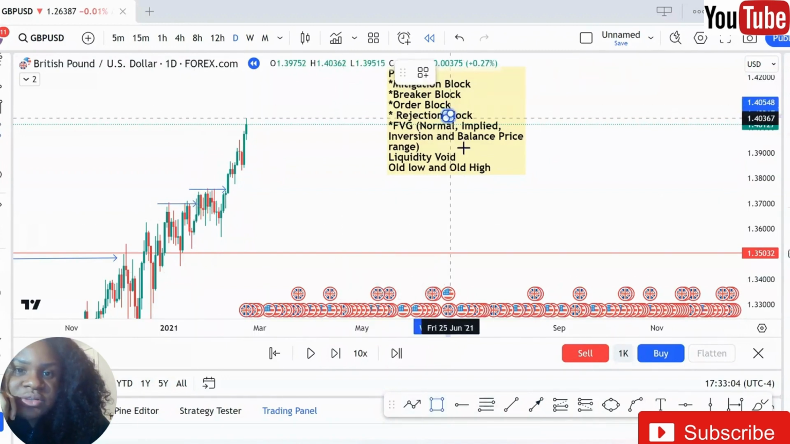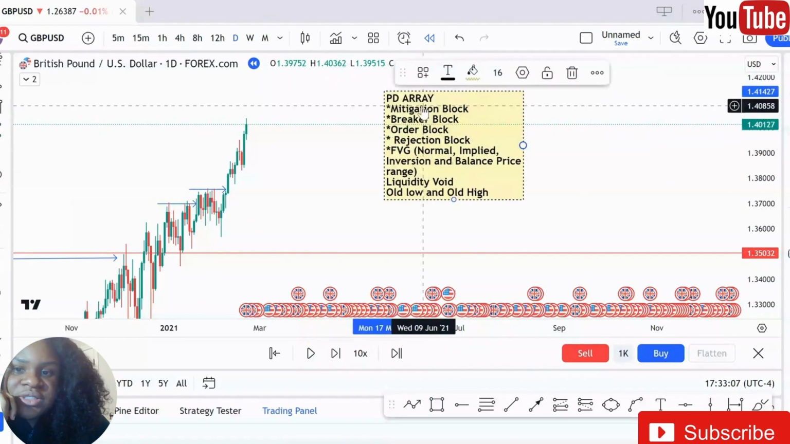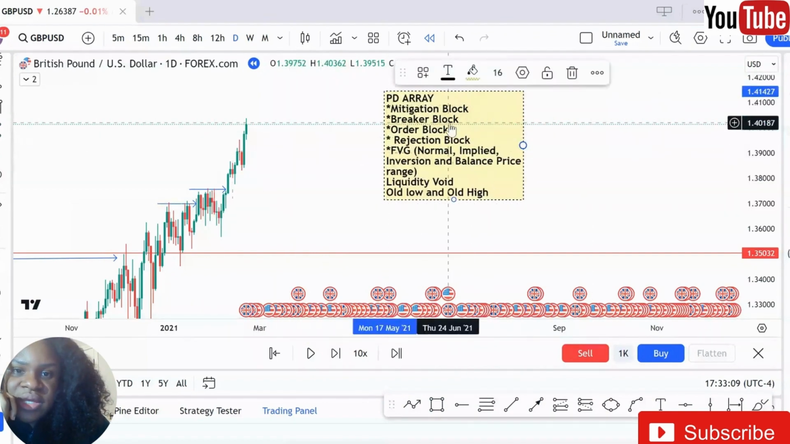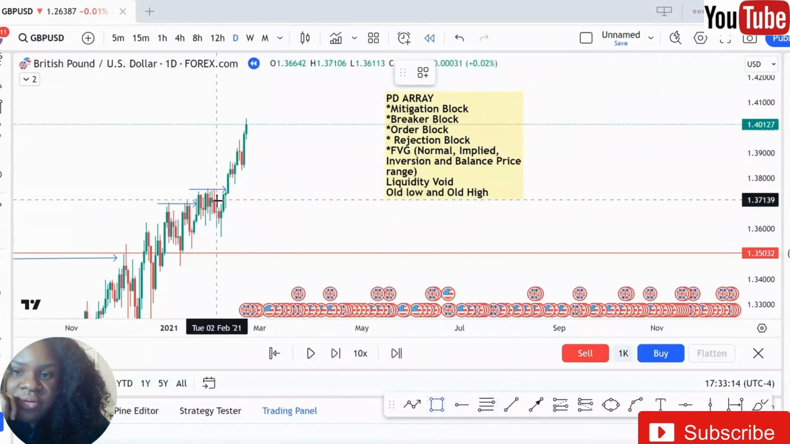Now, let us follow the rules. We start with the rules. Is there any mitigation block here? No. Is there any breaker block? No. Is there any other block? Yes, we have other block here.